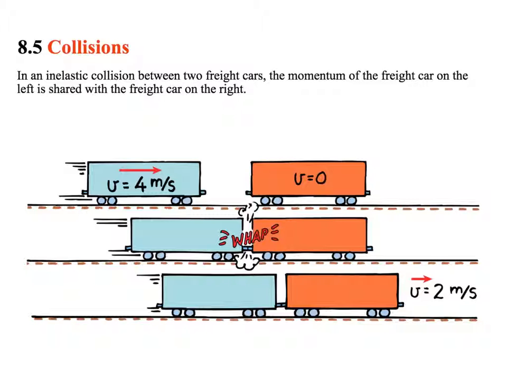We have one that's traveling at 4 meters per second, and we have one that's at 0. They hit, here's our equal sign, equals. Afterwards, our mass now has doubled, so our velocity now is going that direction at 2, because our mass has increased, so our velocity has to go down because mass and velocity have an inverse relationship.